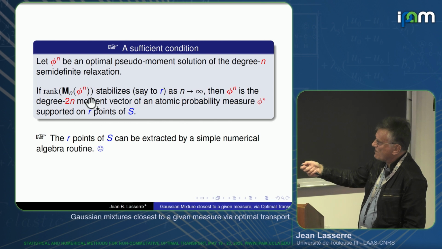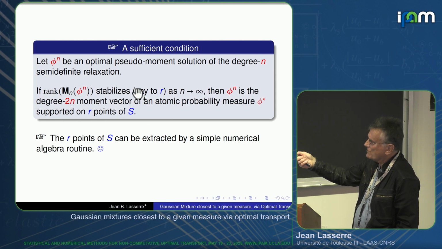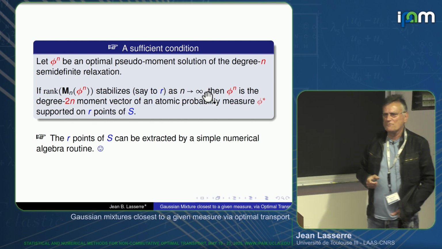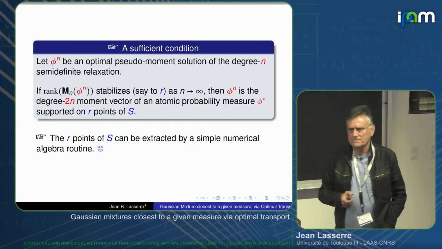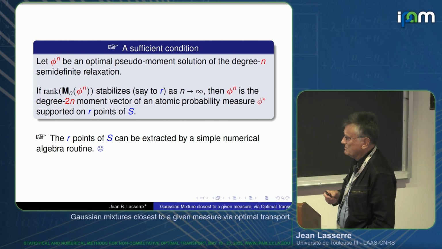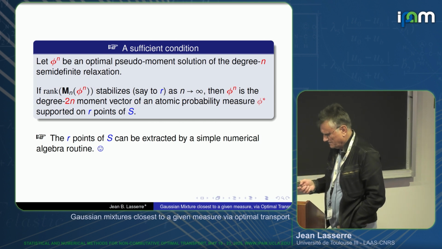As I said, when you solve each relaxation at step n, if you observe that the rank of this mixing measure stabilizes to a value r, for example, then you can be pretty confident that the number of clusters would be r, just because there are m possible means. And we can extract those values.